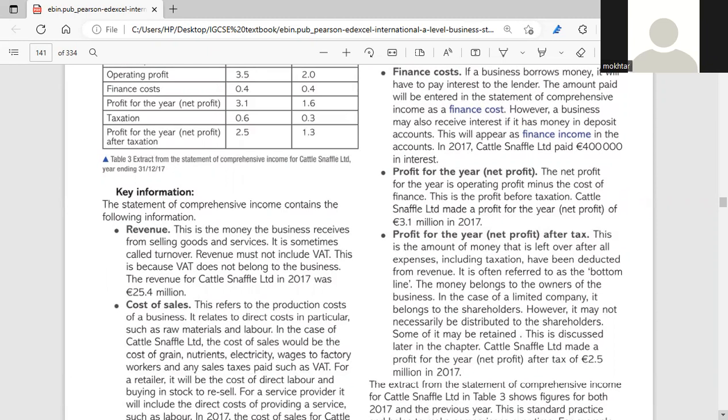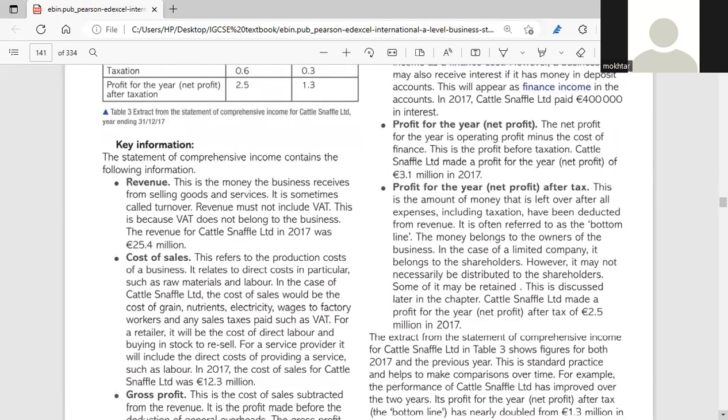So we have the profit before tax, and we have the profit after tax. Your profit before tax, the net profit for the year, is operating profit minus your cost of finance. So the operating profit is this 3.5 here, and your finance cost is 0.4. The difference between your operating profit and your finance cost is your profit for the year. That is the net profit. But the profit after tax is the net profit minus your taxation. As soon as you pay taxes, then you have your net profit. So these are the items in the statement of profit and loss.